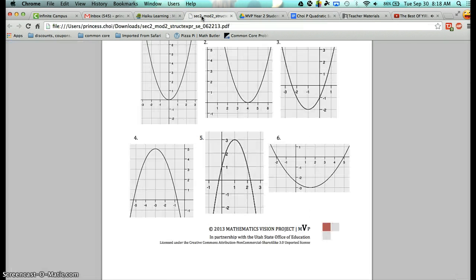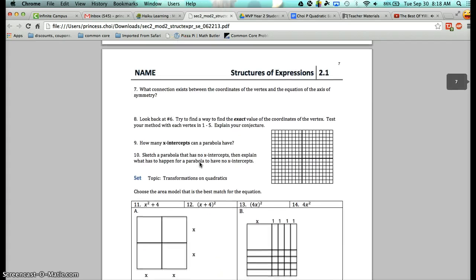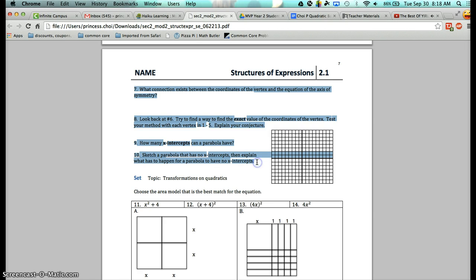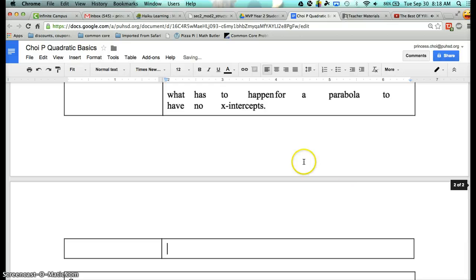So I'm going to go back to the textbook. And then I want to copy question number 7, 8, 9, and 10. You see what I'm doing right here? Control C to copy, and then Control V.